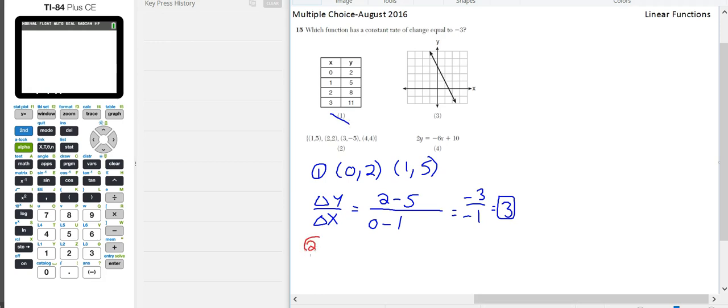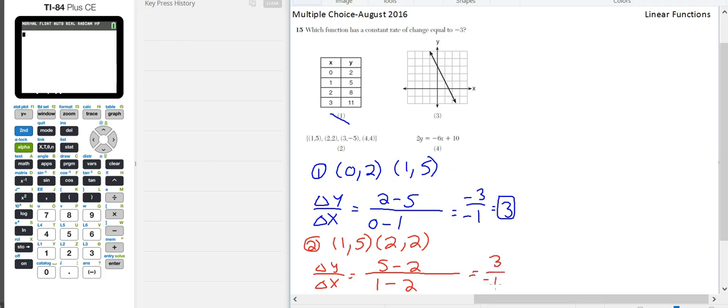Here we have sets of coordinates. We're going to solve it the same way we did for the table. We're going to choose just two points, and we're going to do delta y over delta x. We can choose the first two points, 1, 5, and 2, 2. We want to find delta y, the change in y values, over delta x, the change in x values. Delta y is 5 minus 2. Delta x is 1 minus 2. 5 minus 2 is 3. 1 minus 2 is -1. So the slope between the points 1, 5 and 2, 2 is -3.